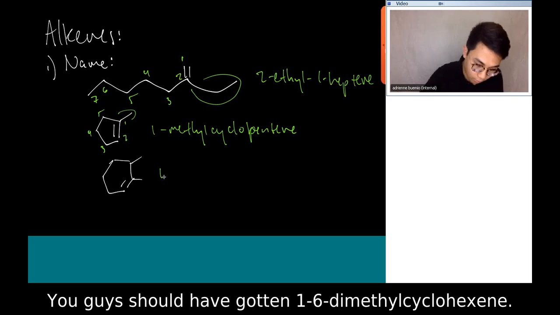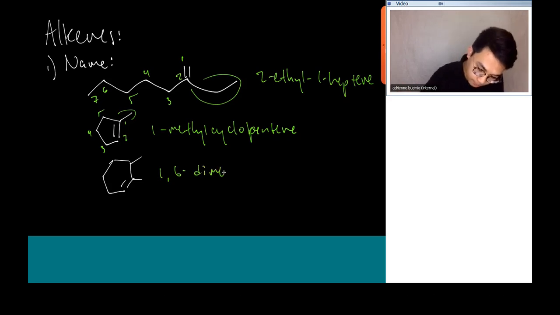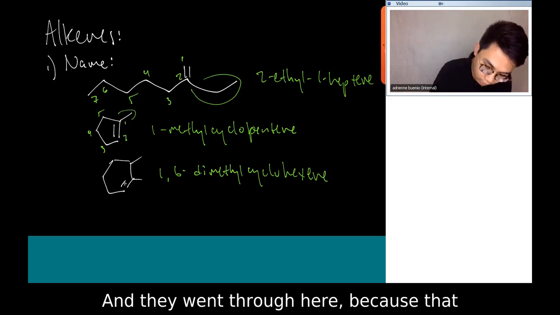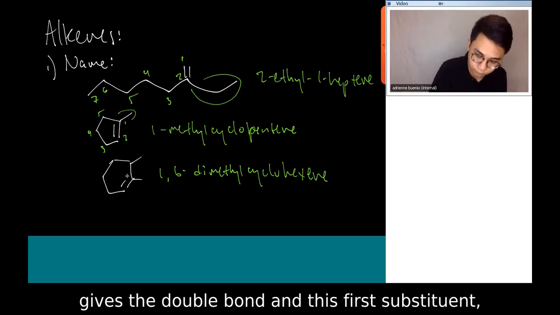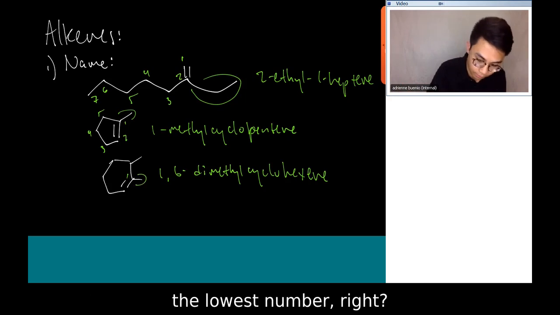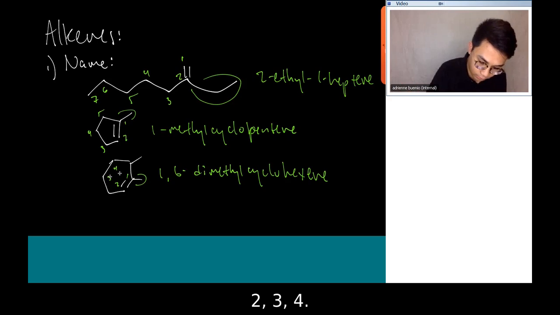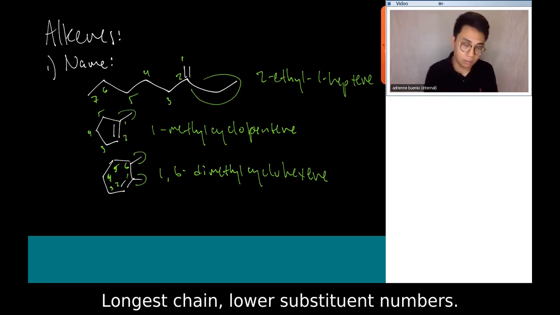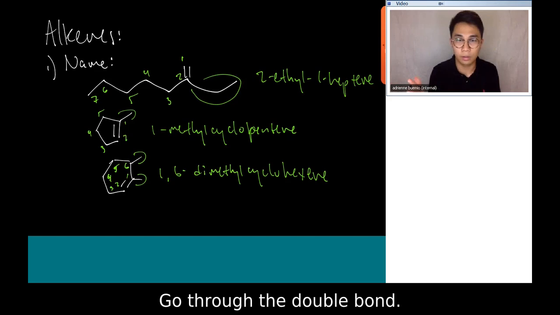You guys should have gotten 1,6-dimethylcyclohexene. You have seen this before, and they went through here because that gives the double bond and this first substituent the lowest number, right? 2, 3, 4. Oh, I missed one. 3, 4, 5, 6. Right. So, nothing too complex. Same rules applied: longest chain, lower substituent numbers, go through the double bond.